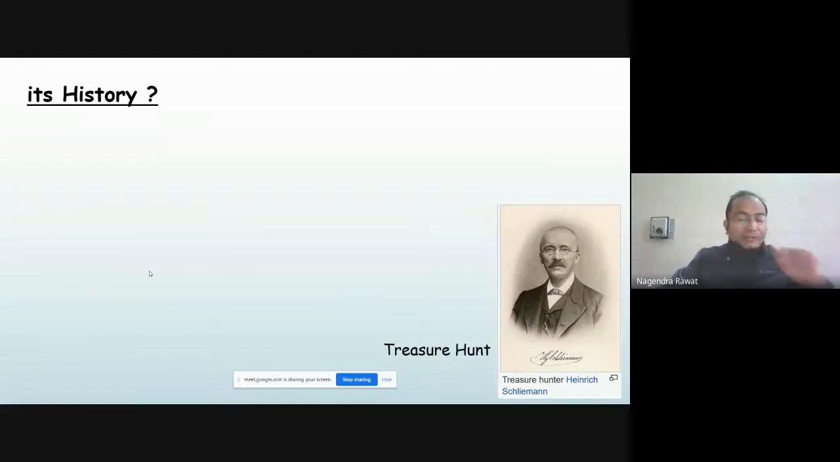However, we cannot say that it was particularly archaeology, because archaeology is a systematic and scientific study of the human past, and treasure hunt is not a study at all, but an exploration. Although it was for individuals, for organizations, or for states.